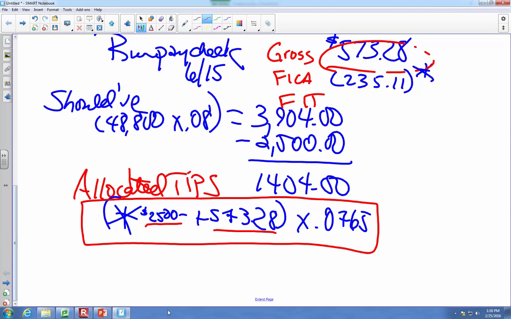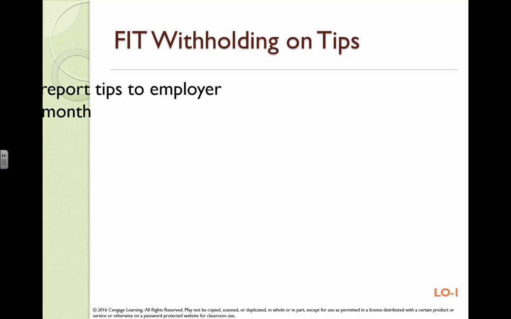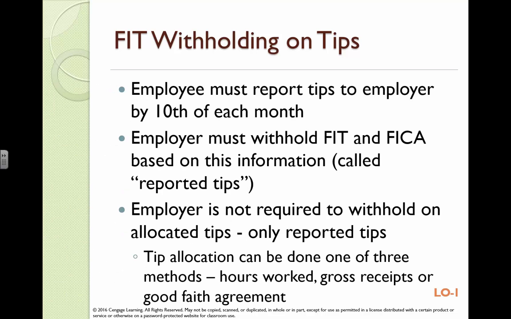So the point of that whole review is to walk into this, which is basically, employer must withhold FIT and FICA based on this information, the amount that you tell them. I've got to give you my tips by the 10th of each month. The employer is not required to withhold on unreported tips, only reported tips. We learned this rule last chapter. I'm just saying the exact same thing. We're talking about a different tax, but it's the same rule.